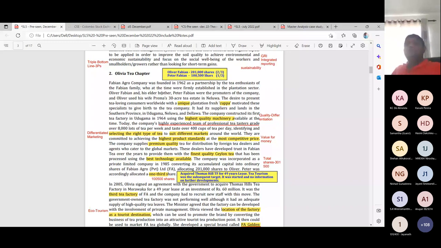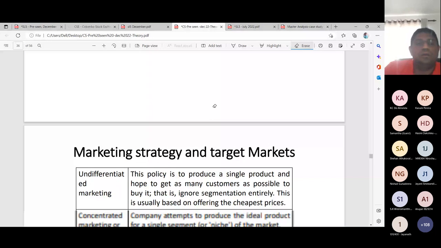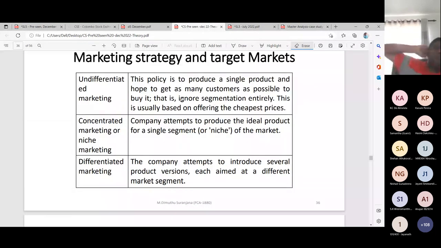Look at that. So not only one type of tea, they have different types of teas which are suitable for different markets. If you look at the marketing perspective, normally we know that there are three types of strategies you can use: undifferentiated marketing, concentrated marketing, and differentiated marketing. Undifferentiated means you offer one product to the whole market. In niche marketing, you are not operating in the whole market. Instead, you select a segment and only serve in there. Then differentiated marketing means you have different product versions and serve different market segments.